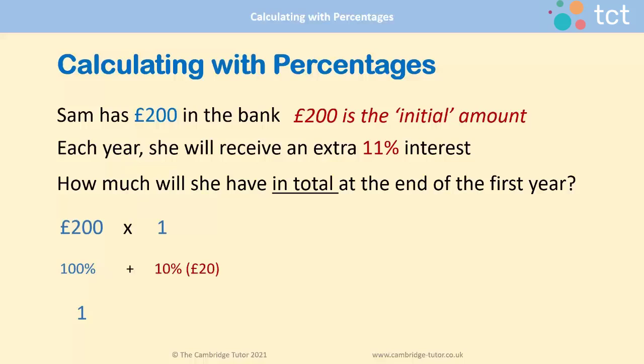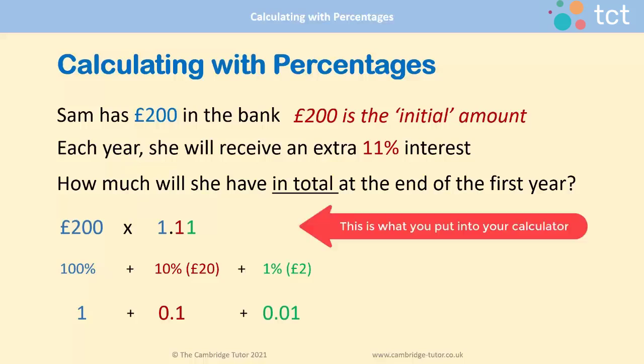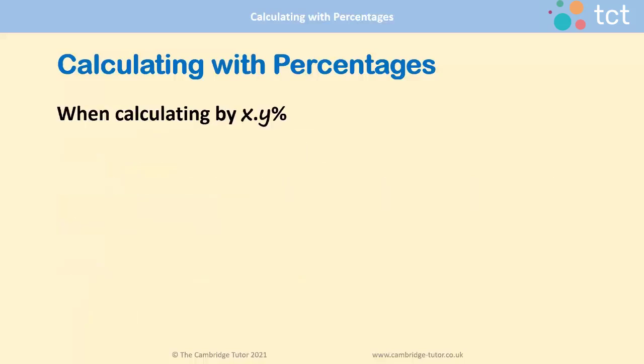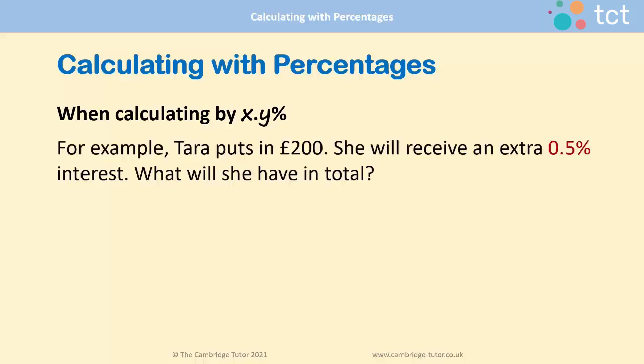So the 10% is 0.1 written as a decimal. Then there's an extra 1% to bring it up to 11, 0.01 as a decimal, and you add that on. And now you have £200 times by 1.11, which is £222.